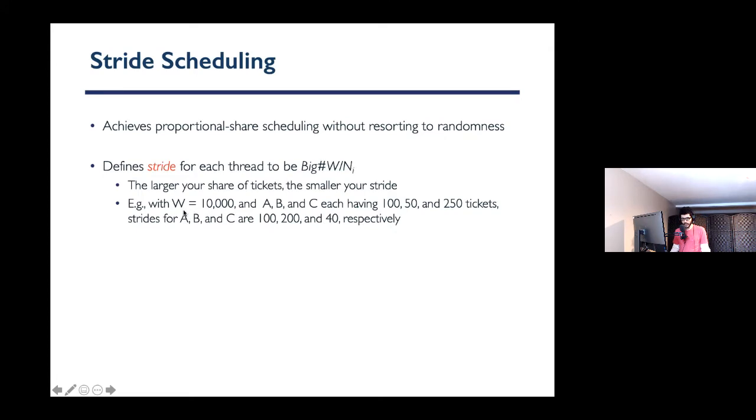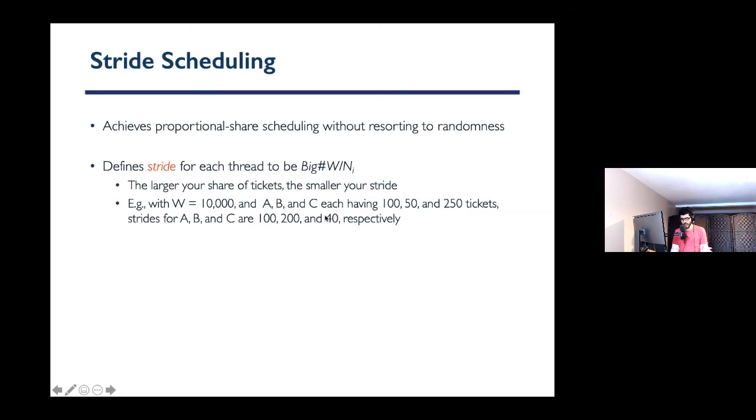Here's an example. Let's say that big number W is 10,000, and let's say we have 3 threads, A, B, and C, and then let's say A has 100 tickets, B has 50 tickets, and C has 250 tickets. So C is the high priority task. It has more tickets. A is medium priority with 100, and then B is the lowest priority with 50 tickets. So the strides of A, B, and C become 100, 200, and 40. So the higher the number of tickets, the lower your stride becomes.